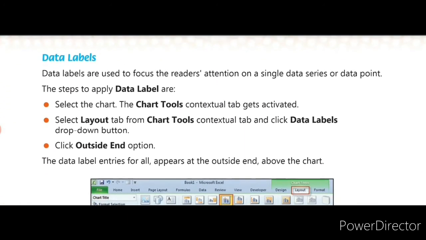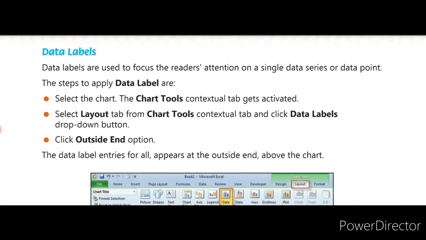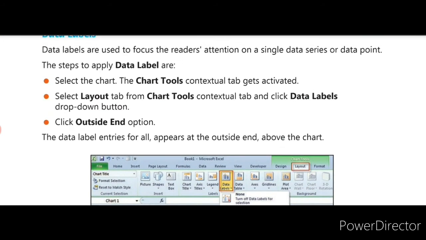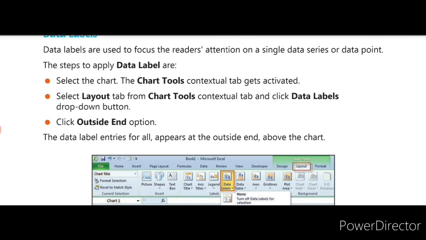So next we'll see what is data labels. Data labels are used to focus the reader's attention on a single data series or data point. Why are data labels used? So it is used to focus the reader's attention on a single data series or data point. So what are the steps to apply data label? Select the chart. You will be shown the chart tools contextual tabs.